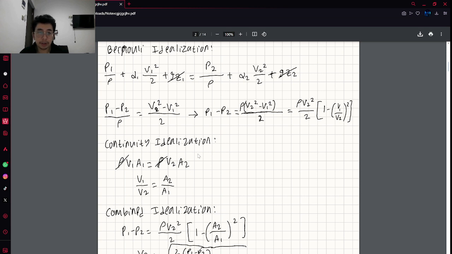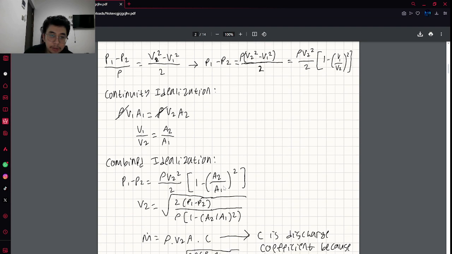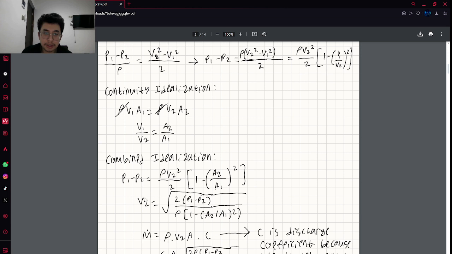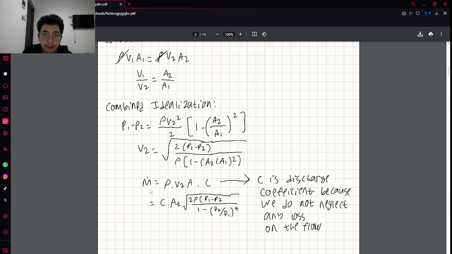And also the continuity idealization, we strip the rho, and then we get v1 divided by v2 equals a2 divided by a1. After that, we can combine all of this into this part right here, which we can combine into v2 equals to this right here. And then we can do like this.